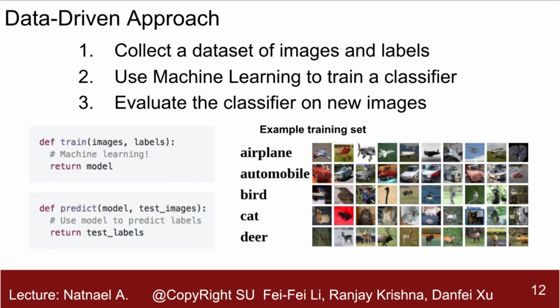But the state of the art in this regard is a data-driven approach rather than a hard-coded approach. In the data-driven approach, the first step is to collect a data set of images and their corresponding labels. That means you might have a set of images of airplanes and you have to label them as airplane. The same will be true for all other classes that you are going to define. Then the second step is to train a machine learning model as a classifier. And the third is to iteratively evaluate your classifier model on newer images.